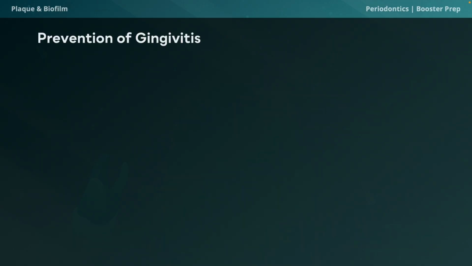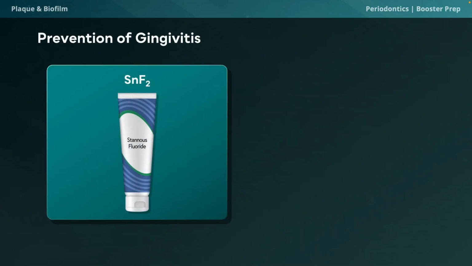The last thing that I want you to know is stannous fluoride, or SnF2. This is an important ingredient to know for its anti-plaque forming properties. It's in many different types of toothpaste. Stannous fluoride helps fight plaque, which in turn helps fight gingivitis. It also helps prevent caries because it has fluoride.